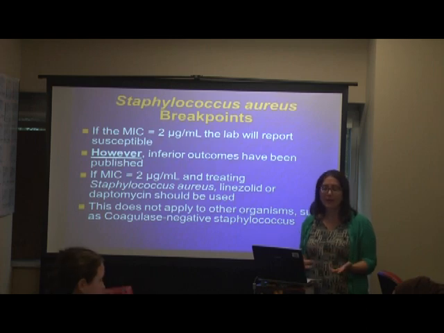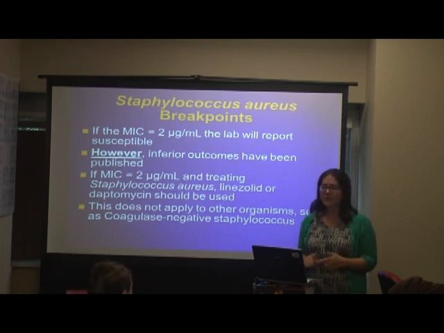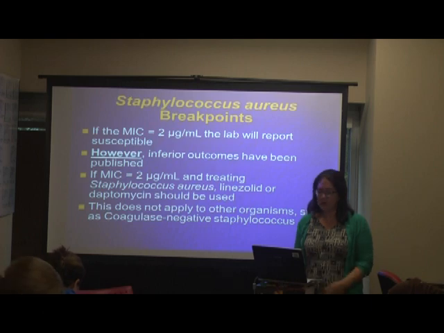This doesn't apply to other organisms though. So if you have a coagulase negative staph infection and the MIC is 2, that is still susceptible and it's appropriate to use. But you need to be careful if you have Staph aureus and an MIC of 2, because the lab can report it as susceptible, but inferior outcomes have been identified. So we want to recommend another agent.